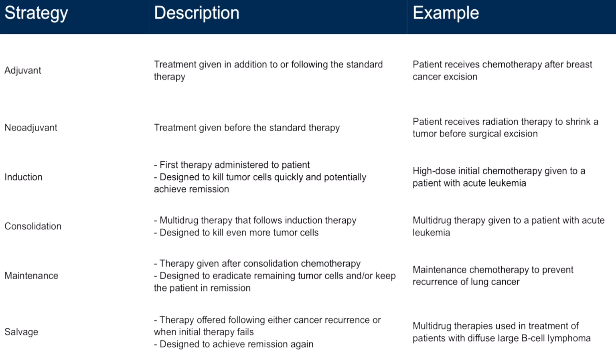So first is adjuvant therapy. This is when additional treatment is given in addition to or following the standard therapy for a particular cancer. So for example, a patient may receive chemotherapy after breast cancer excision.